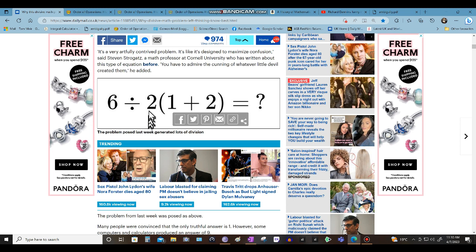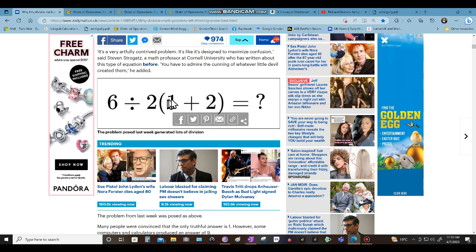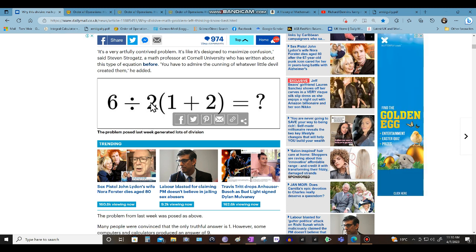professionals would look at that and say, well, you've got 2 plus 1 is 3. You do the brackets first, multiply it by 2, that's 6. And then 6 divided by 6, and the answer is 1. And that would be it.